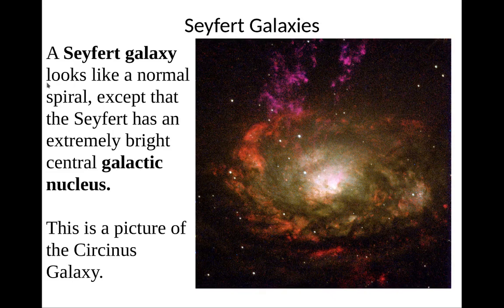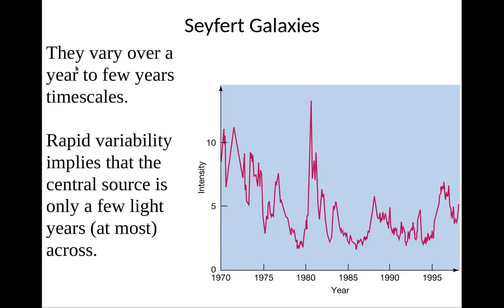Okay, so here's a Seyfert galaxy. It looks kind of like a normal spiral, but in the center there's a very, very bright galactic nucleus. This is a picture of the Circinus galaxy, right? And they vary by quite a bit. So this is intensity. Over a period of years, they vary quite rapidly, right?